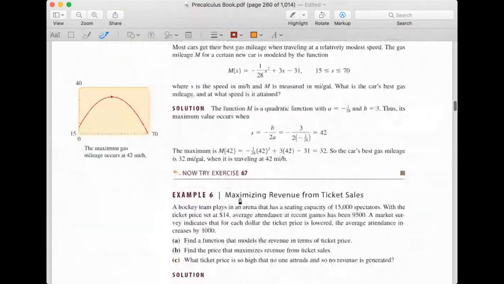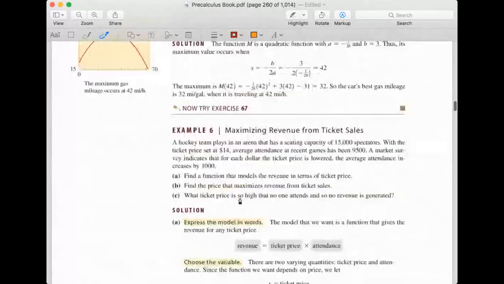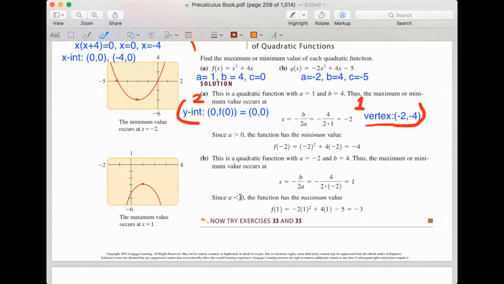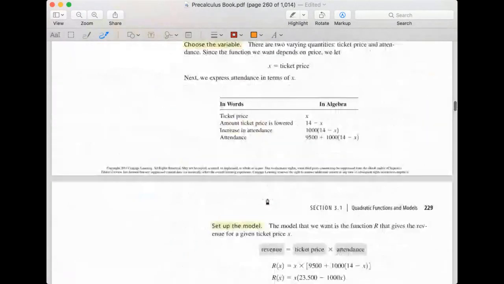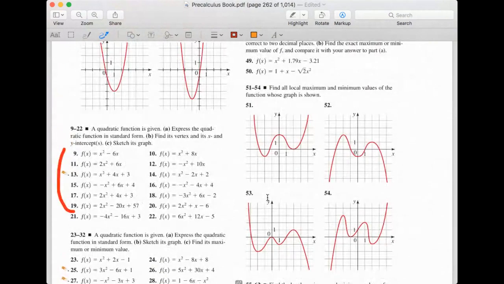Okay, so now let's go back to our exercise. Yeah, we finished up talking about this. All right, so let's go back to this. So I'm still going to leave you 9, 11, 13, 15, 17, 19 as homework. All right, this is still homework.